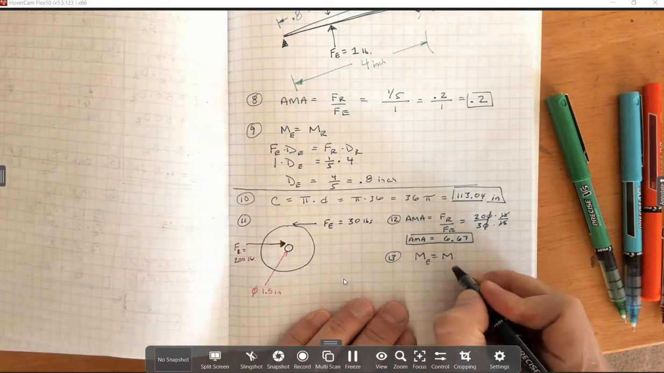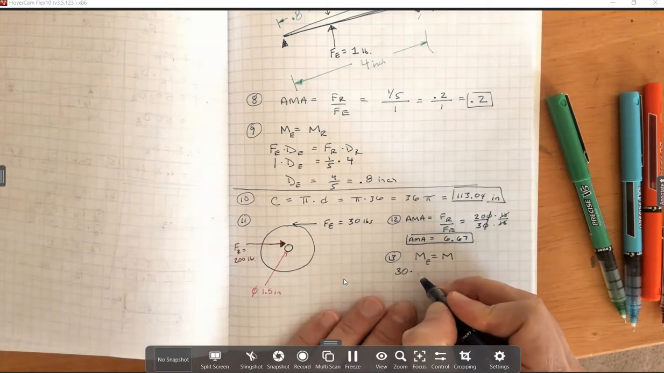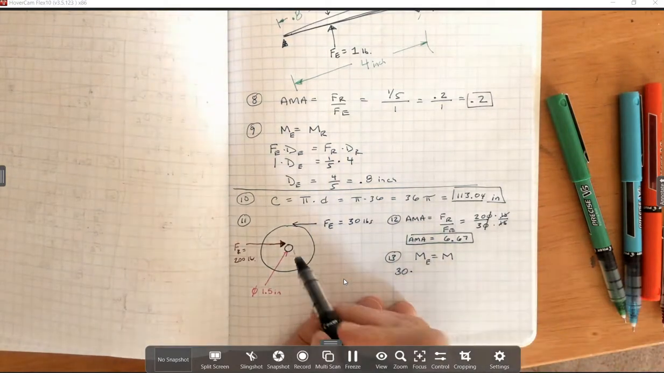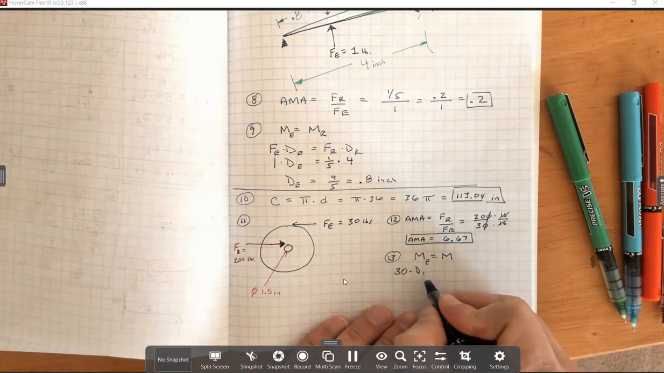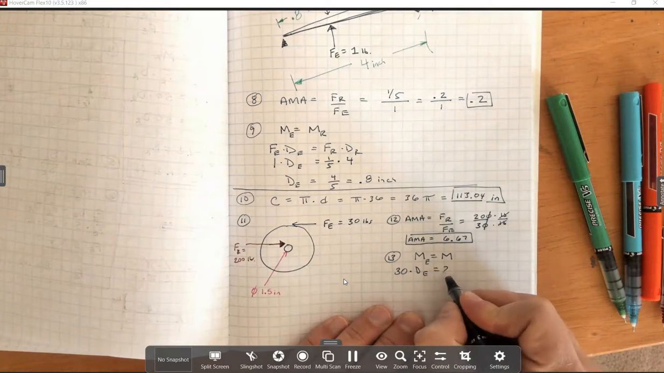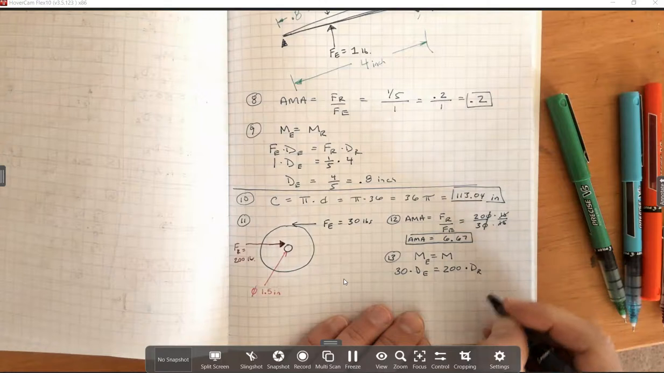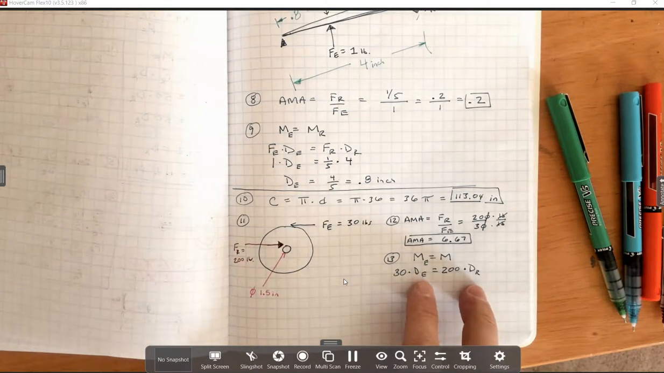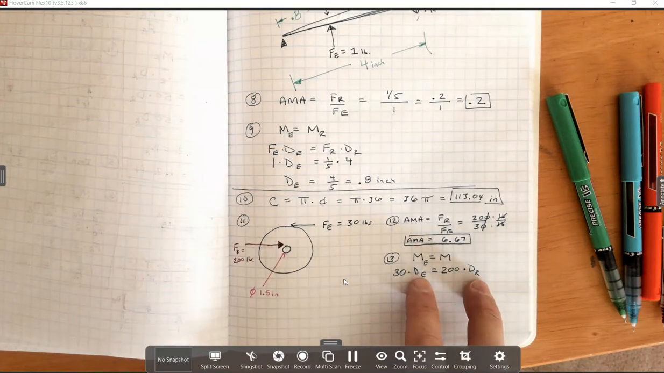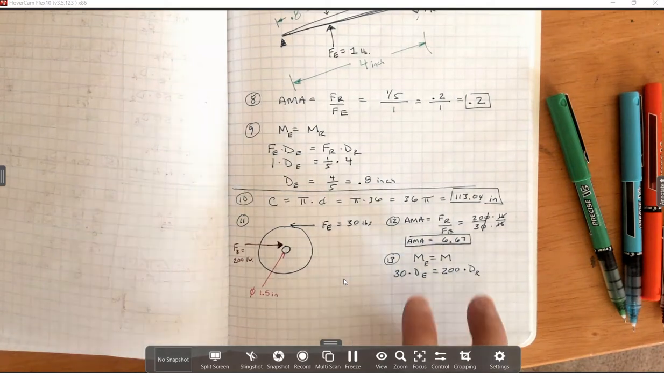So on the effort side of the problem, we have our 30 pounds times, it doesn't have to be a radius, remember, as long as we're comparing apples to apples, let me just write DE for right now, and then over here I'll put 200 for the FR, and then I'll do DR just for now. So we have our forces, right? As long as we compare apples to apples, these distances can be both circumferences, they can be both diameters, or they can be both radii, as long as they're the same.